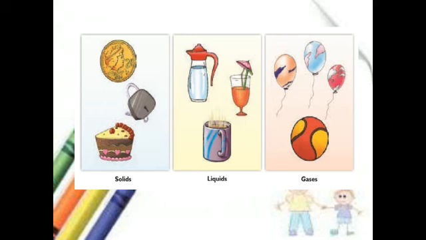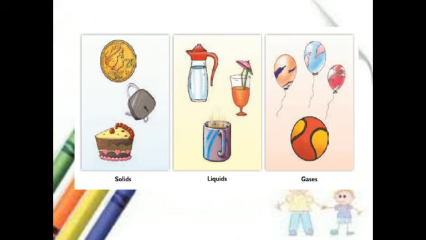In the first picture, there is a lock, coin and cake, and in the second picture, a jug full of water, a tumbler full of juice and a cup full of hot coffee. And in the third picture, a ball and balloons. So could you analyze what these pictures represent? Yes, these pictures represent the states of matter.